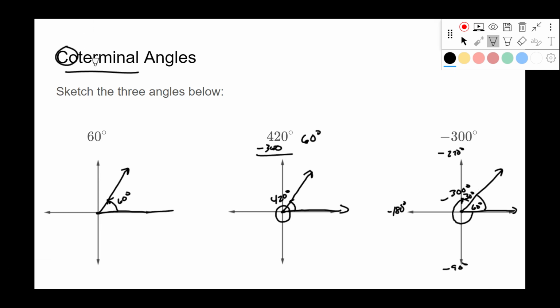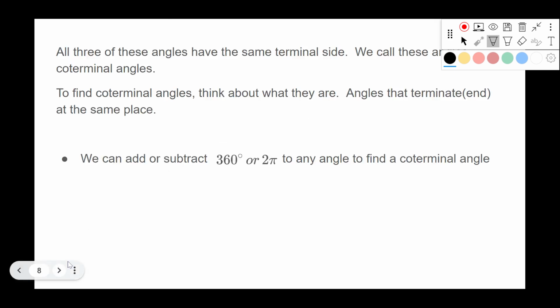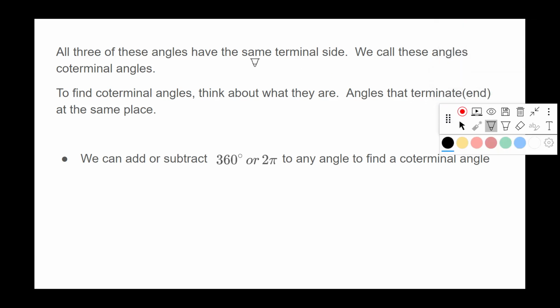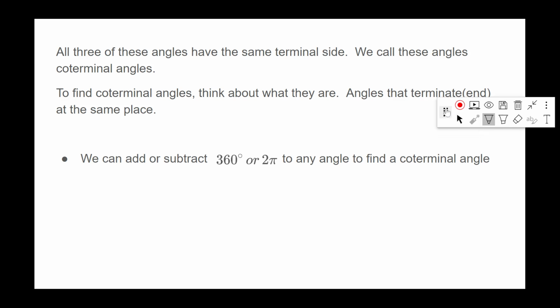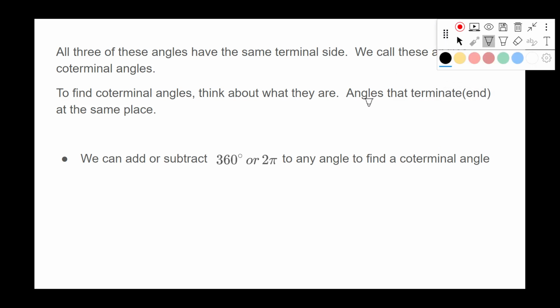They are coterminal angles. Co, the prefix for together, terminal, end. Okay? They end together in the same place. Coterminal angles. All right. So again, all three of these angles have the same terminal side. We call them coterminal angles. To find coterminal angles, think about what they are. They are angles that terminate or end at the same place. Okay? How can we find coterminal angles?